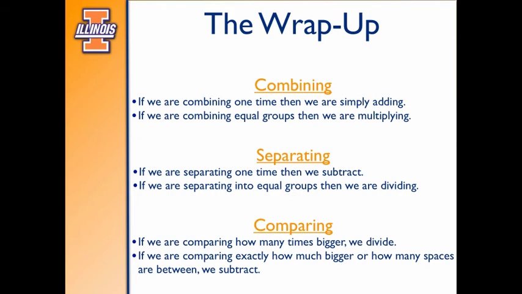So to wrap this up, when we're combining, we can either combine once, which means we're adding, or we can start combining equal groups, which means we're multiplying. If we're separating one time, then we're simply subtracting. If we're trying to separate something into equal groups, we have to divide. If we're comparing to see how many times bigger something is, then we have to divide. If we're comparing to see exactly how much bigger or how many spaces between two things, we have to subtract.